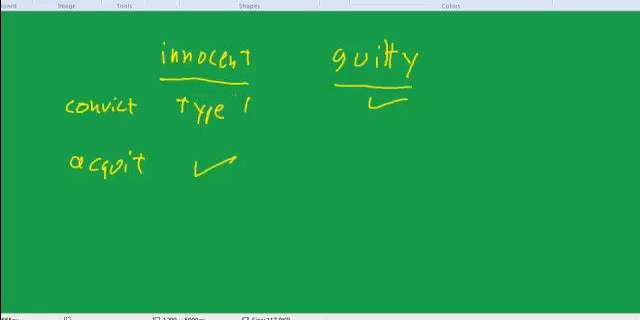We should not convict somebody unless they're guilty beyond reasonable doubt. So we'll call this a type 1 error. Letting a guilty person go free is a type 2 error, a less serious error according to our judicial system.